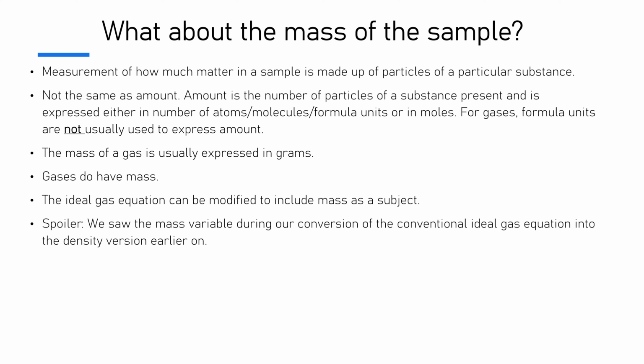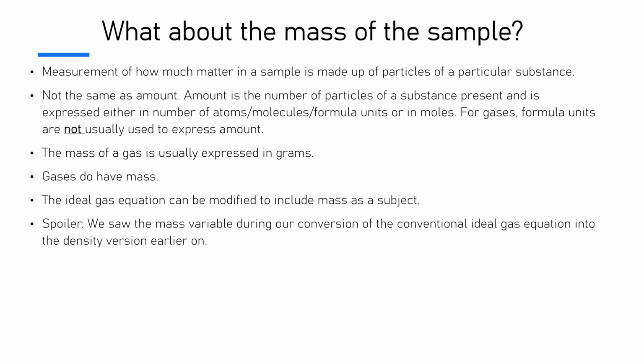Mass is the measurement of how much matter in a sample is made up of particles of a particular substance. It is not the same as amount. Amount is the actual number of particles of a substance present and is expressed either in number of atoms, molecules, formula units, or in moles. For gases, formula units are not usually used to express amount.